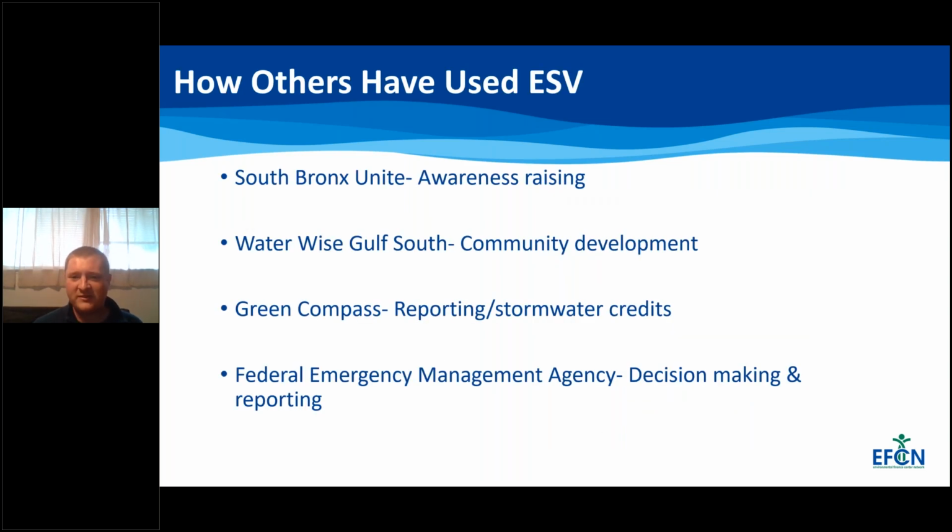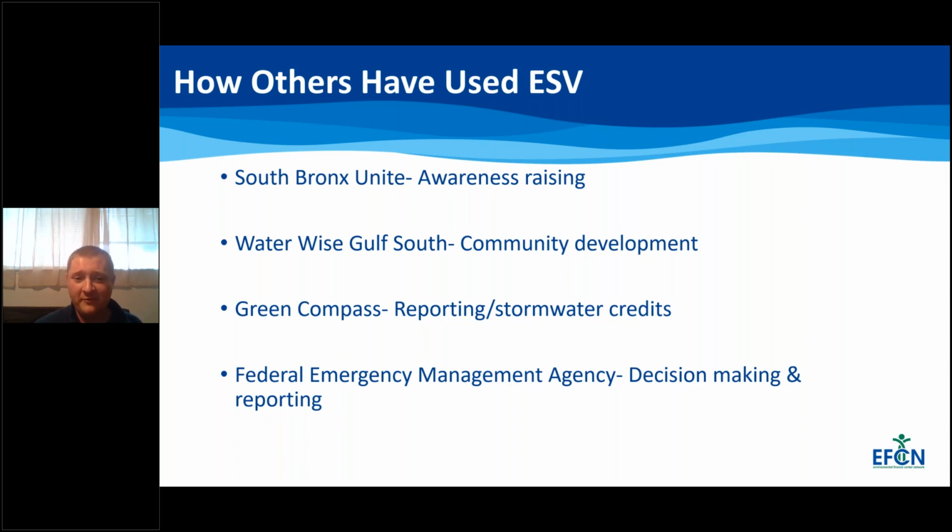And now we're getting into more real world projects that we've worked on in the past. So the South Bronx Unite is a community-based organization in New York City, specifically located in the South Bronx. They wanted to raise the awareness about some of the public benefits associated with their waterfront development plan, which was aimed at addressing disadvantaged communities and environmental inequities. This project aimed to support vulnerable communities.